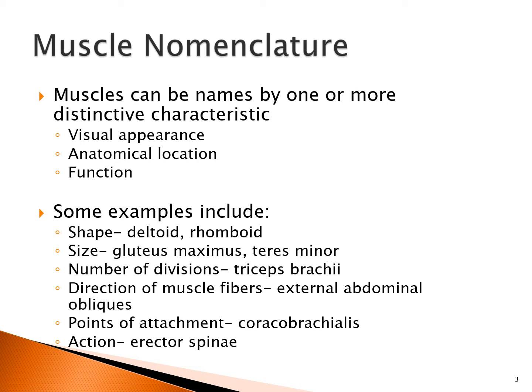Muscles can also be named based on the direction of the fibers. So external abdominal obliques, the fiber arrangement within this particular muscle group is going to be in an oblique manner, or arranged obliquely. Also based on points of attachment, so coracobrachialis is attached to the coracoid process of the scapula, and brachialis again means arm, so it has its action somewhere on the arm.